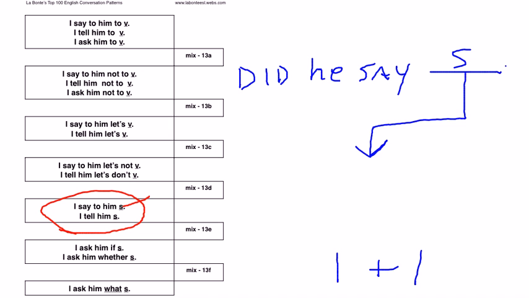For example, you can say, did he say he wants to go? Did he say he's ready to go? Did he say he should go? Did he say he feels good? Did he say he got sick? Did he say he feels like going? Did he say he made him go? Did he say he's supposed to go?